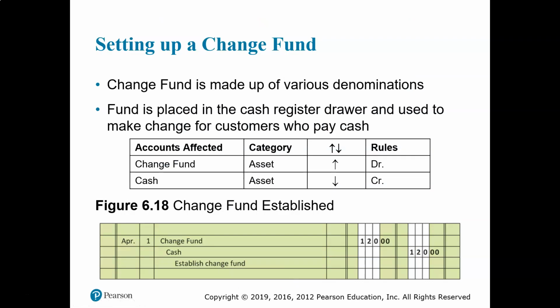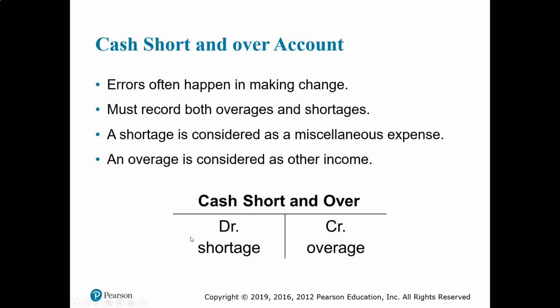Okay, now for a change fund. A change fund is made up of various denominations. So this is like at McDonald's when you have your drawer, or at the movie theater you have your drawer, and you have so many quarters, so many dimes, so many ones, so many 20s. The fund is placed in the cash register drawer and used to make change for customers who pay cash. So instead of petty cash, we're making a change fund. We're debiting change fund, a cash account again, and we would have had to write a check to cash to get money for this change fund.